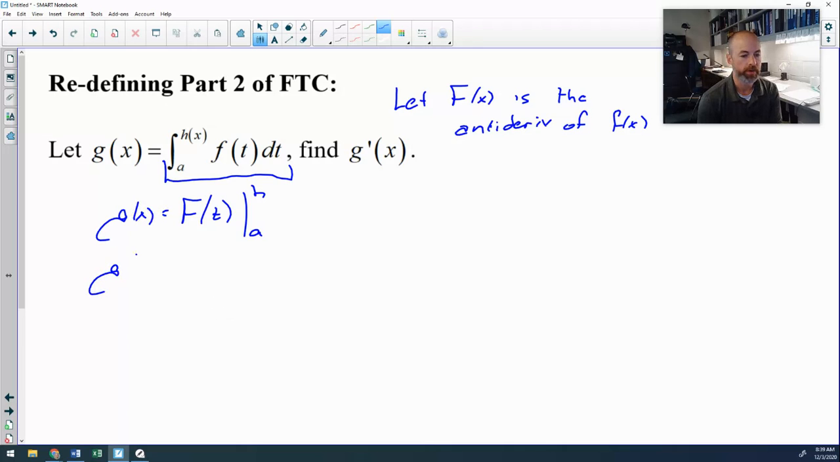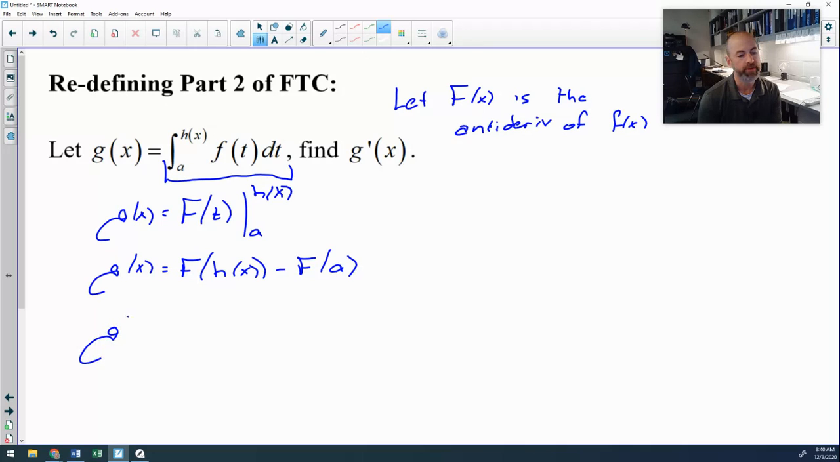I'm going to continue on. I'm evaluating the definite integral. I have a generic antiderivative. I now need to plug h of x in for the t. So g of x is going to be capital F of h of x minus capital F of a. So I have an expression for g by evaluating the definite integral.